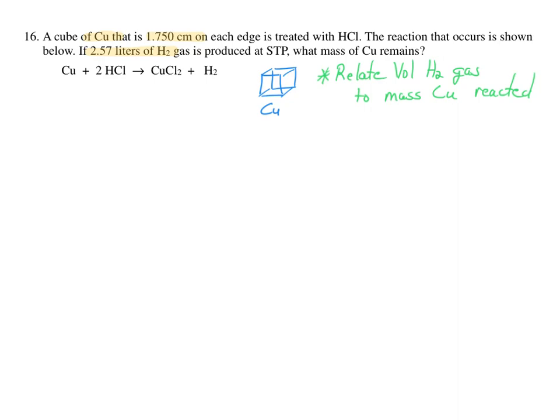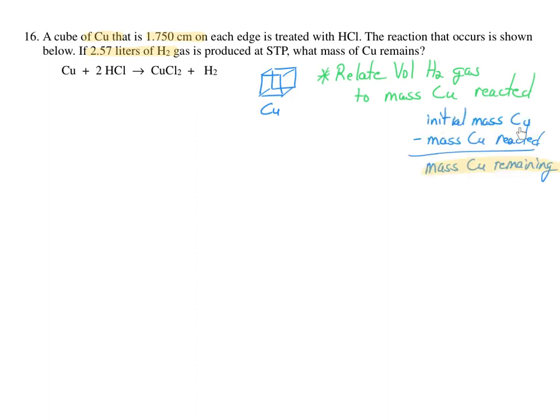Here we have the infamous cube question. We take a bit of copper, we put it in acid, it dissolves, and it gives off H2 gas. We know how much H2 gas is generated. We've measured it, and we're going to relate the volume of that H2 gas to the mass of the copper that reacted using this balanced chemical equation.